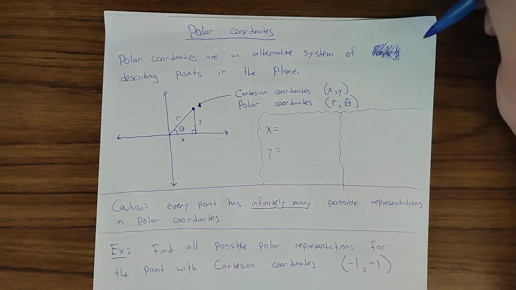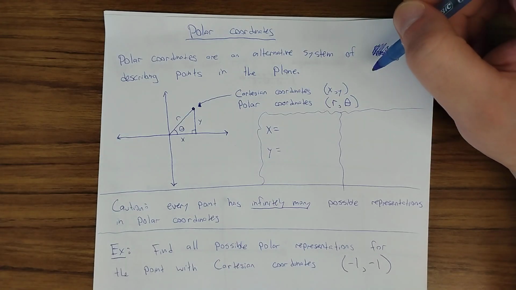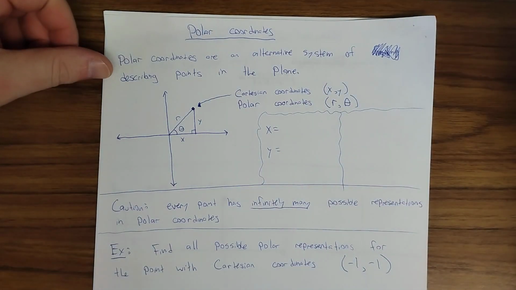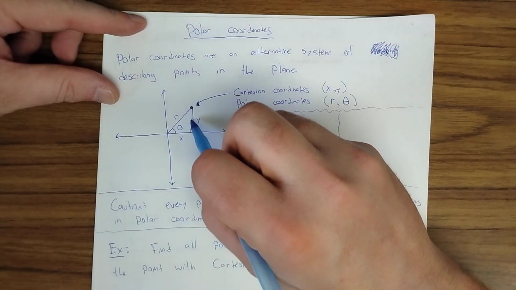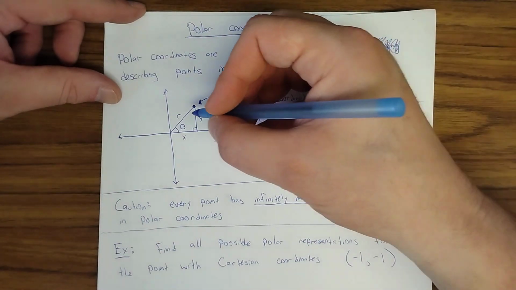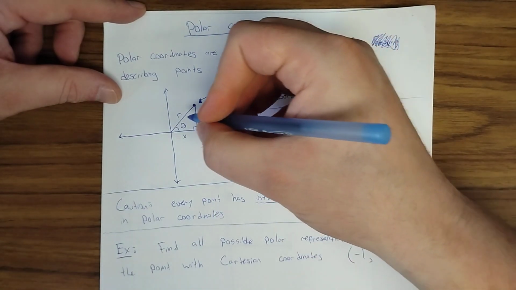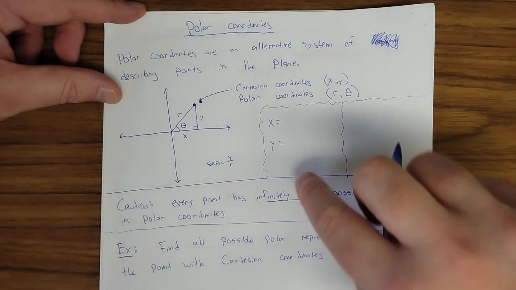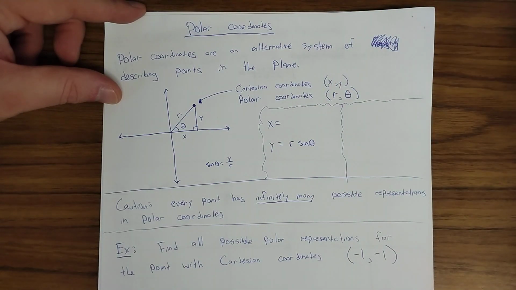So first of all, let's talk about how to convert between Cartesian coordinates, which are x and y, and polar coordinates, which is r and theta. I can just look at this picture to tell you what x and y are in terms of r and theta, because I have this right triangle. Let me show some work here. If I do sine theta, that's opposite over hypotenuse. So that's y over r. So y is going to be r sine theta.